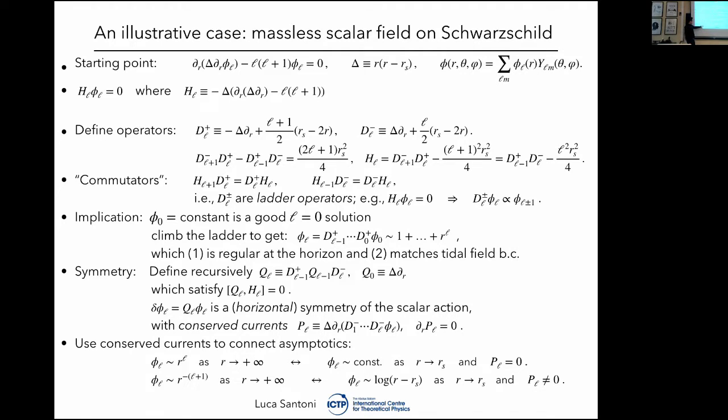Second point, and now let's do the same exercise, let's consider L equals 0 again. So the constant solution, let's consider the solution that has a constant profile far away, which matches the tidal field boundary condition. Now let's do the same exercise. Let's compute the P_L. P_L is 0, and the only possibility to have P_L equals 0 close to the horizon is again phi_L equal to a constant. In fact, the constant is a good solution everywhere. Perfect. But this is true for any L.